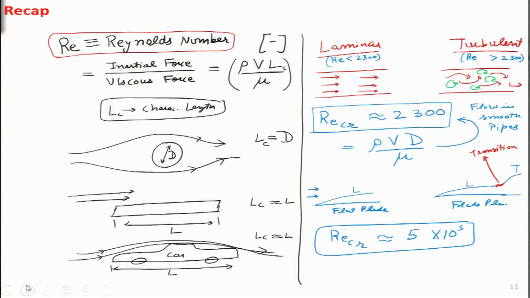Now continuing on with the basics of fluid mechanics, we went on and formally defined the Reynolds number. The idea behind it is that at low Reynolds number, as given over here, the flow remains laminar, and at very high Reynolds number, the flow tends to become turbulent. The number 2300 is the critical Reynolds number for a pipe, where the transition from laminar to turbulent takes place, and for a flow over a flat plate, that transition Reynolds number is much higher, about 5 lakhs.